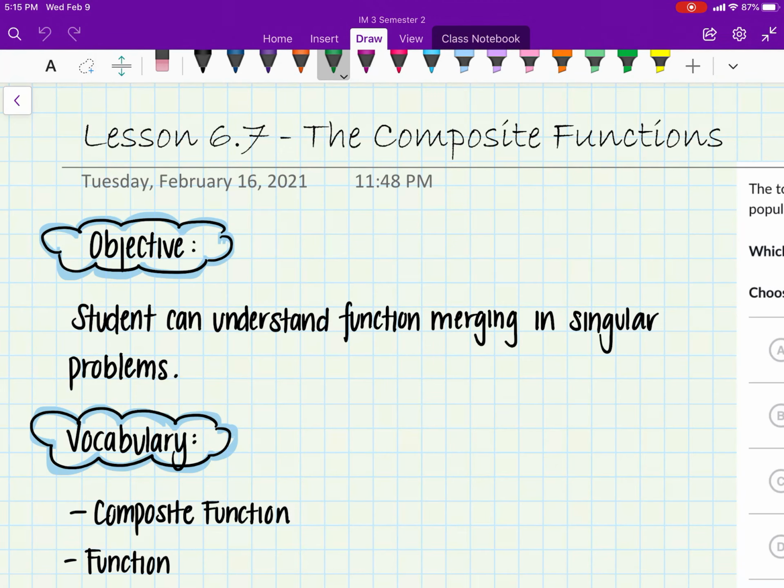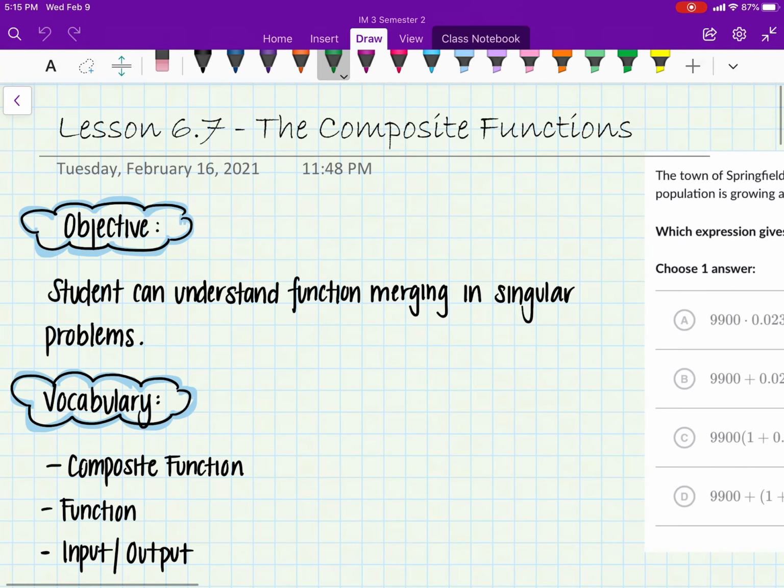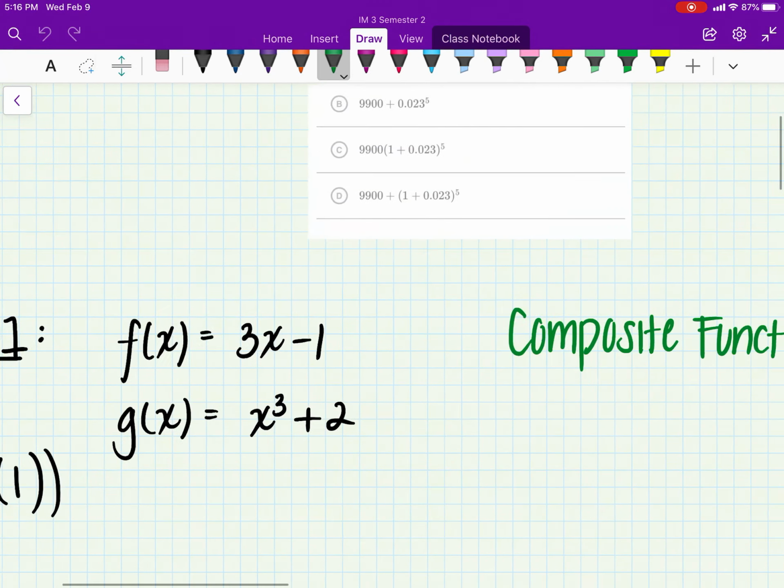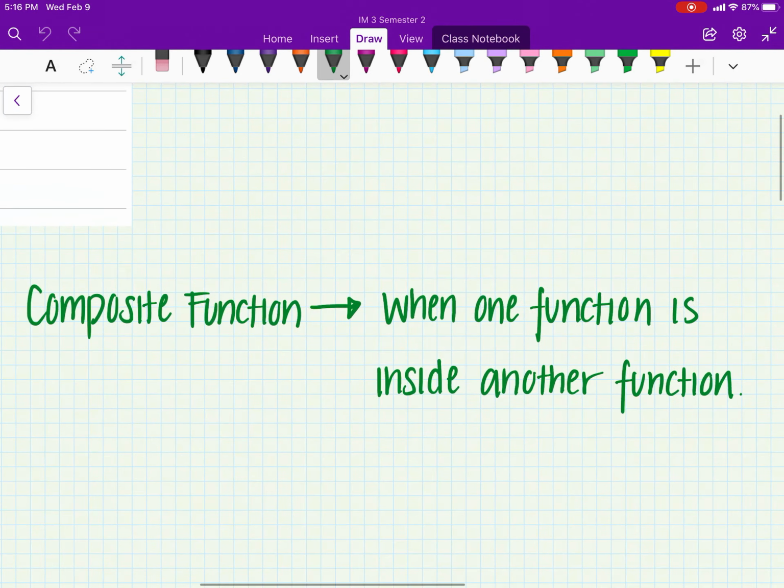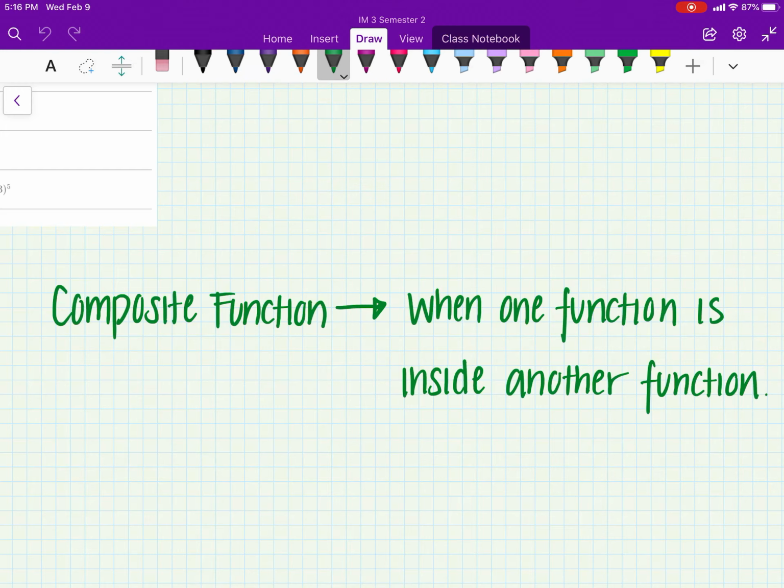All right, you guys, so now we're going to go ahead and do lesson 6.7 here, and this is the composite functions. So once again, we're going to be given two different equations, and we do have to solve for them using substitution here. So let's go ahead and get started here with the definition of what a composite function is. A composite function in this case, guys, talks about when one function is inside another function.